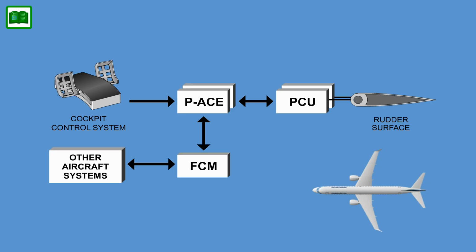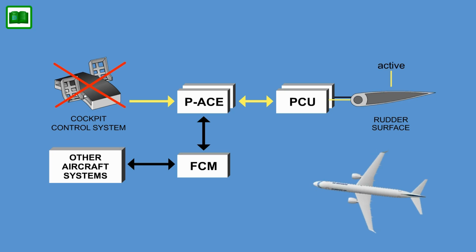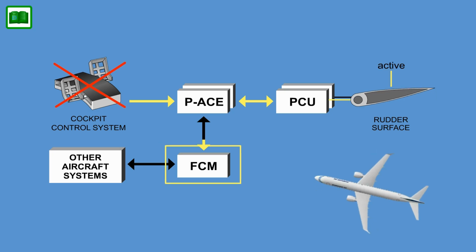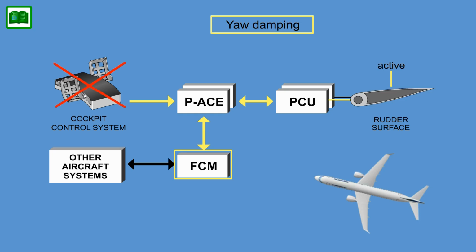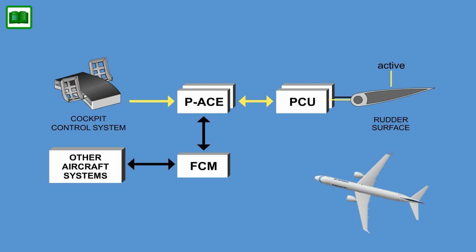In the event of a jam in the pilot's rudder pedal assemblies, the rudder remains active and will be actuated by high-level functions, yaw damping and turn coordination. In case of a jammed PCU actuator, the rudder will be hydraulically locked at the current position. The pilot will have sufficient control of the aircraft using the ailerons and the roll spoilers.